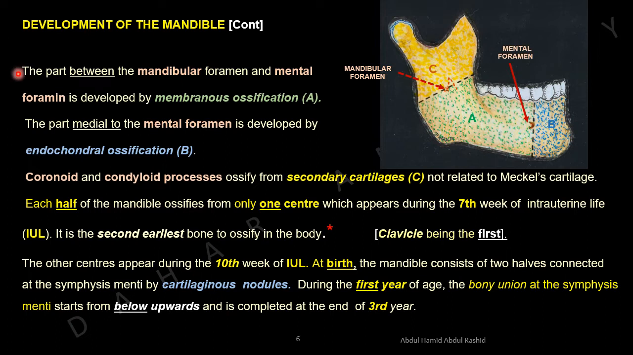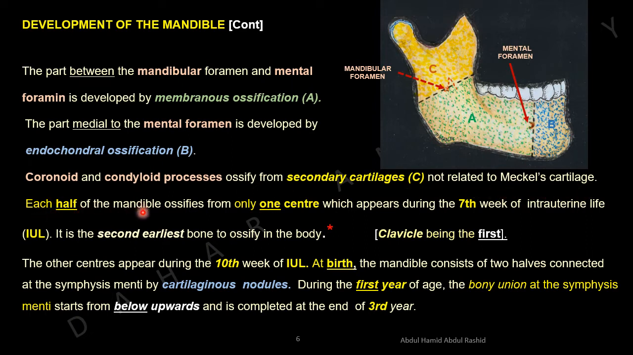The part between the mandibular foramen and mental foramen is developed by membranous ossification, area A. The part medial to the mental foramen is developed by endochondral ossification, area B. Coronoid and condyloid processes ossify from secondary cartilages, C, not related to the Meckel's cartilage.